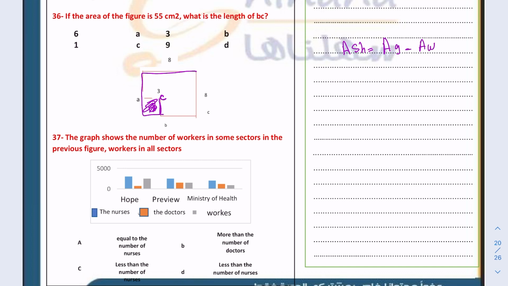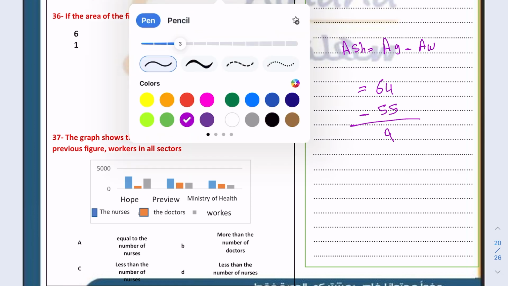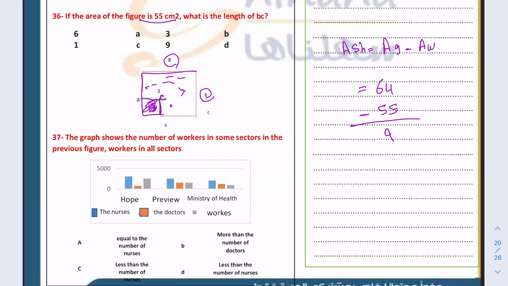The greatest figure is a square. I have a square. So the area will be 8 times 8, 8 power 2, which is 64, minus the area of the white part, it's given, which is 55. 64 minus 55 will be 9. So I'm sure that the small square, now I will focus on the small square here. Do you see? This is the small square.